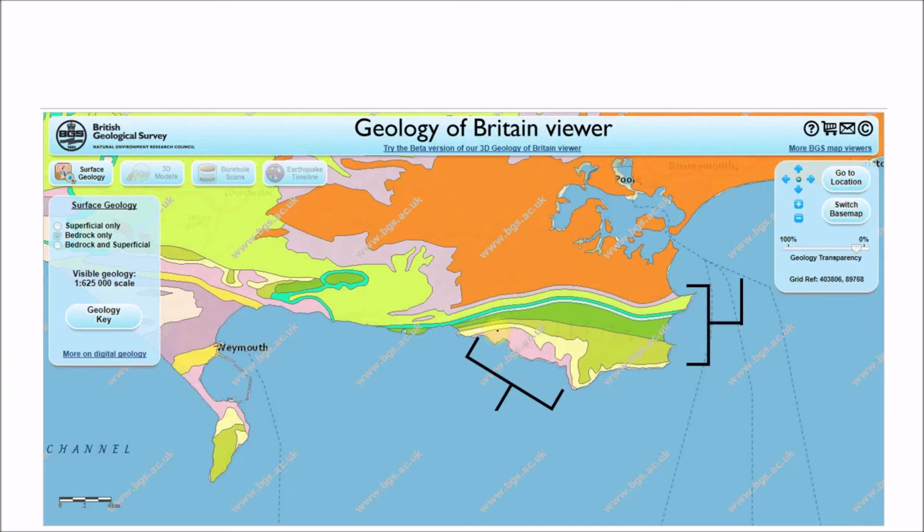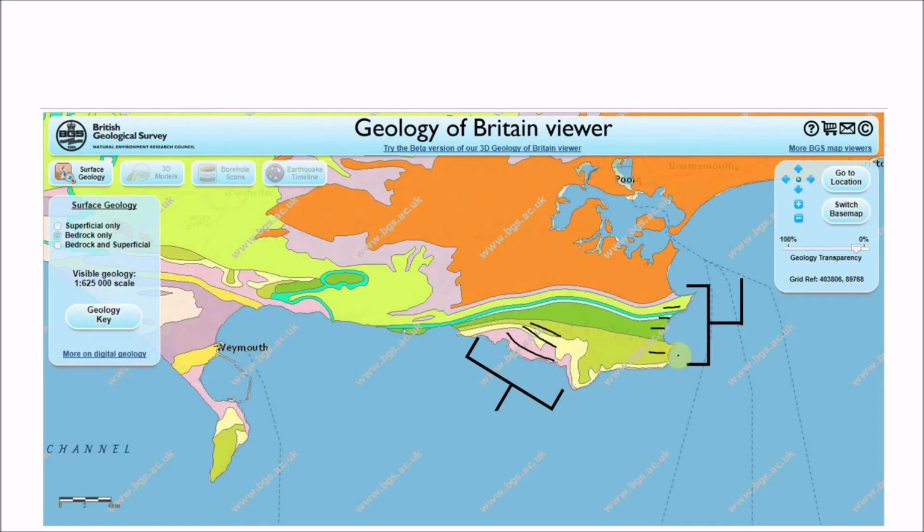Okay, so hopefully you've picked up that along this section of coastline, the layers of rock run parallel to the shoreline. Whereas here, the layers of rock are running perpendicular to the shoreline. So in this location, we have one rock type exposed all the way along that stretch of coastline, whereas here, along this stretch of coastline, we have several different rock types exposed.